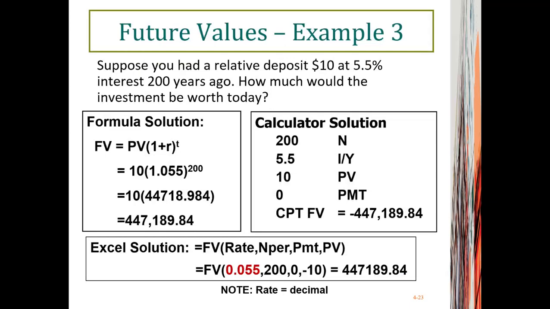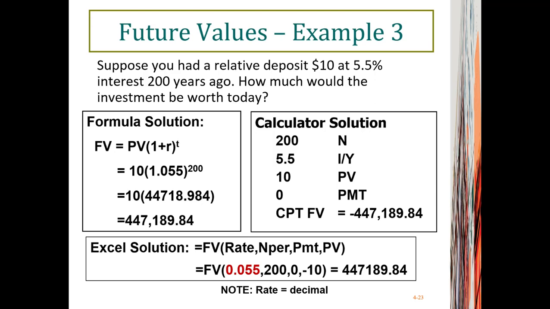Now let's take a look at another example to see how we can fix this problem by using 3 different methods. First one, let's look at what the problem is. Suppose you had a relative deposit $10 at 5.5% interest, 200 years. Oh my God, 200 years ago. How much would the investment be worth today?